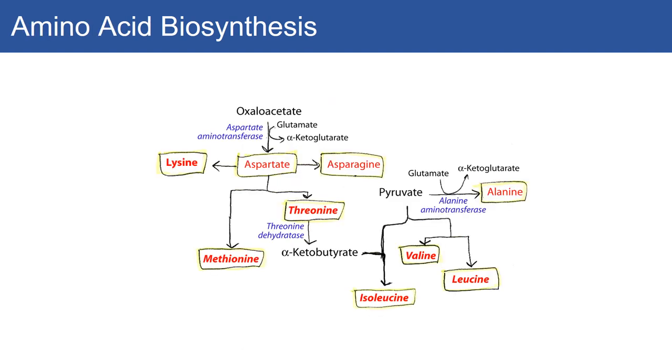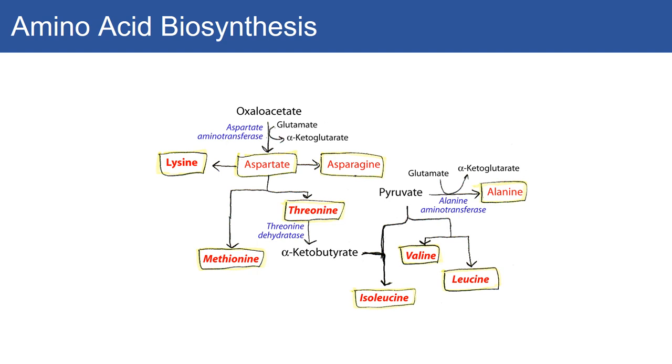Some of the other important concepts that we need to discuss. So bacteria and plants produce all 20 amino acids, whereas mammals and humans generally only produce 6. But in bacteria there are intermediate pathways that interface between the two.